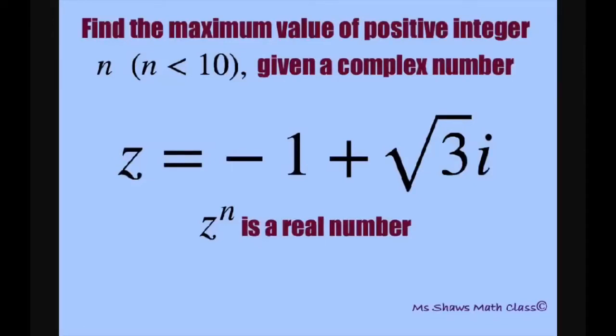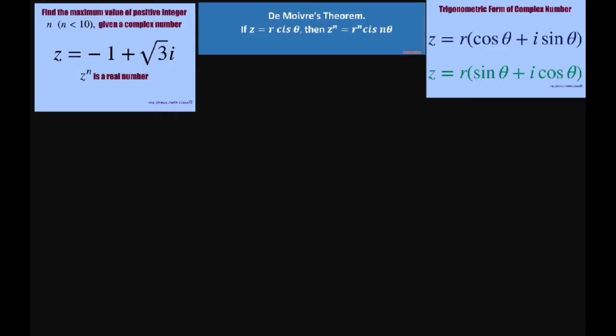Everyone. We're going to find the maximum value of positive integer n. Our n is going to be less than 10, given a complex number z equals negative 1 plus square root of 3 times i. Also, z to the power of n is a real number. So that means we're going to be using de Moivre's theorem here.